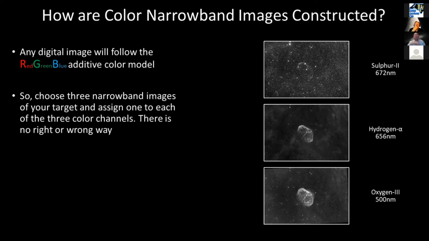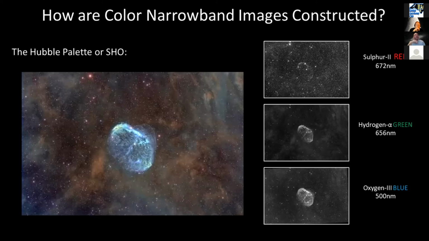So what some people do, to keep things in perspective, is assign the longest wavelength to be red, the middle one to be green, and the last one to be blue. Any digital image is going to be broken down to those three channels, red, green, and blue. When we do that, we get what's called the Hubble Palette. And you get something like that right there.